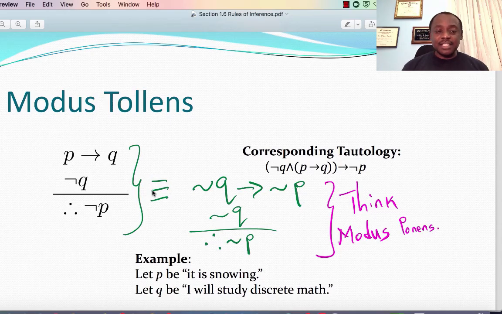To easily see this, remember that P implies Q. The contrapositive is not Q implies not P. So I can rewrite P implies Q as not Q implies not P, and then not Q. By modus ponens, my answer would be not P. Okay, so you see that modus tollens is just the contrapositive of modus ponens.